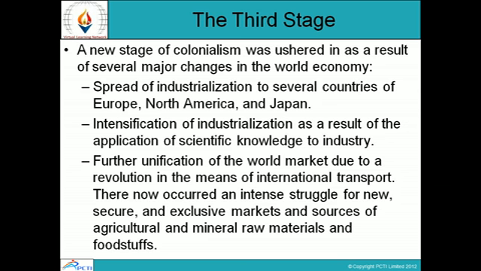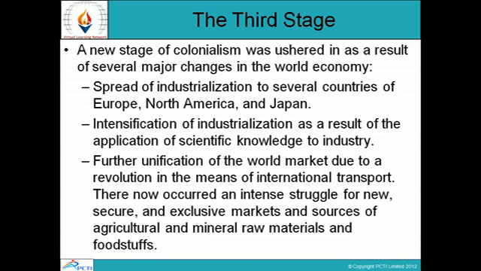The third stage. A new stage of colonialism was ushered in as a result of several changes in the world economy: spread of industrialization to several countries of Europe, North America and Japan; intensification of industrialization as a result of the application of scientific knowledge to industry; and further unification of the world market due to a revolution in the means of international transport.